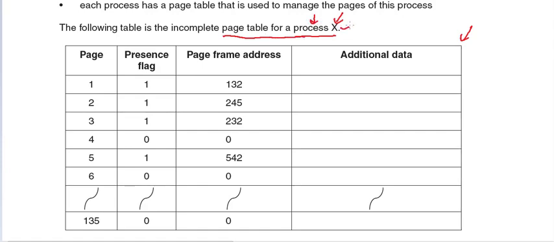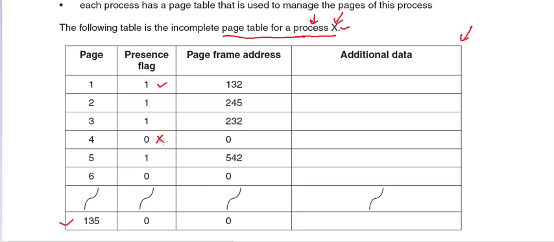Let's take a look at the page table. It shows that we have a total of 135 pages in the process, right? This is the maximum number of pages, and some of the pages are present in the RAM. For example, page number 1 is present in the RAM because the presence flag is 1, but page number 4 is not present in the RAM right now.